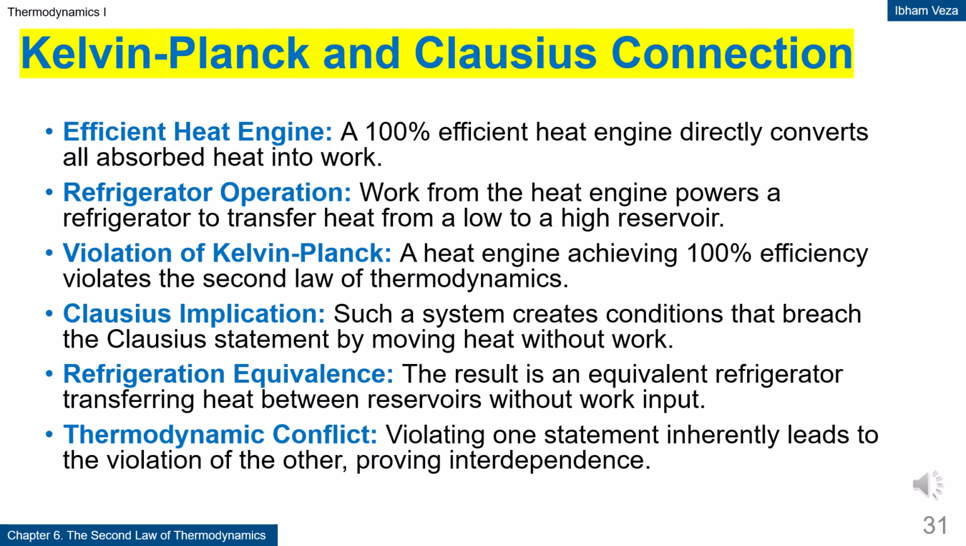Kelvin-Planck and Clausius connection. The relationship between the Kelvin-Planck and Clausius statements shows that they express the same physical law from different perspectives. If a heat engine had 100% efficiency, its work could be used to transfer heat without additional work. This condition directly violates the Clausius statement. Conversely, if Clausius is violated, then Kelvin-Planck is also automatically violated. This proves that both statements are physically equivalent.